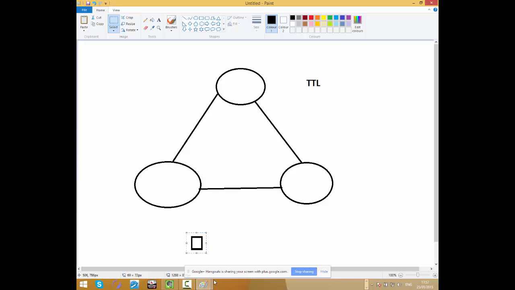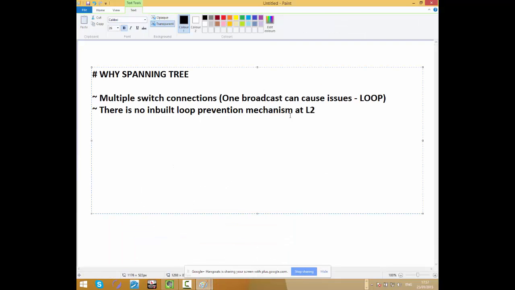So that's what we mean by the other reason: there's no inbuilt loop prevention in layer 2. That's why we need a mechanism to prevent loops in layer 2. So spanning tree, the other one, let's go a bit further: how does it work? Or let's put it another way.